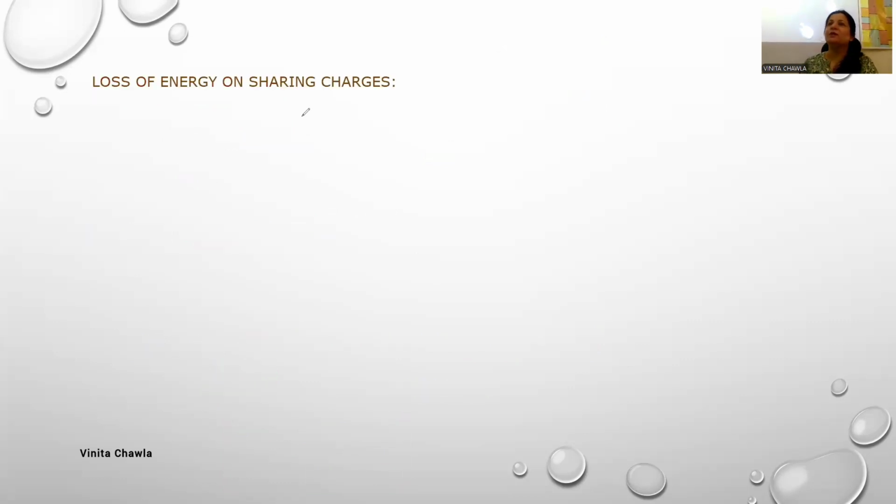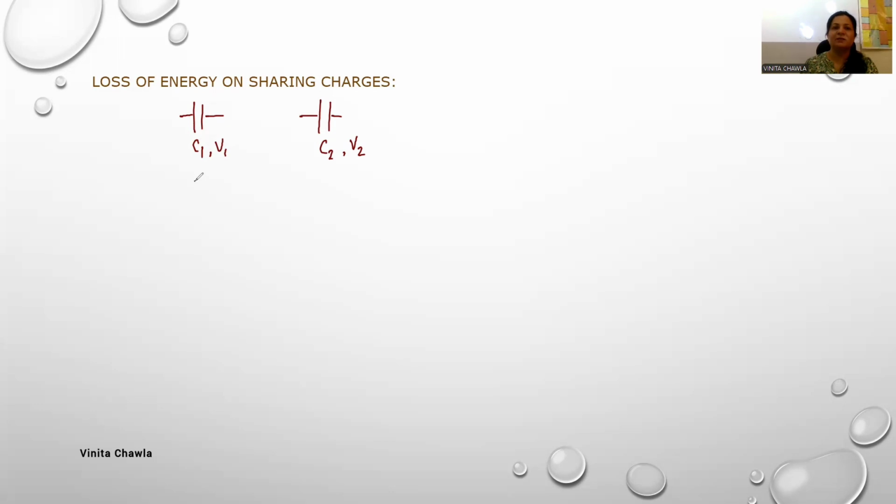देखो, loss of energy on sharing charges. Loss of energy on sharing charges में क्या है? Consider two capacitors, one with capacitance C1 at potential V1, and the second with capacitance C2 at potential V2. Loss of energy on sharing charges means we have these two capacitors. They are of different capacitance and at different potentials, so they'll have different values of charges.